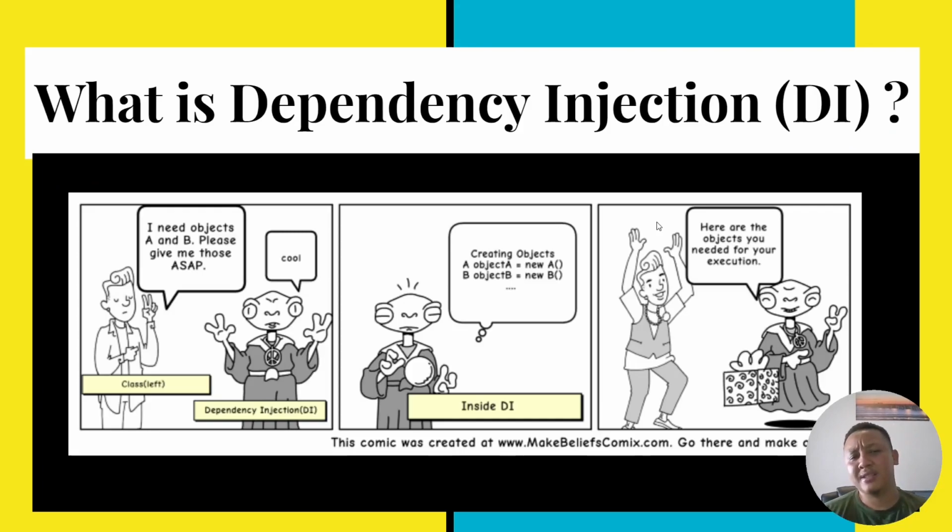So, what is dependency injection? Have a look at this here. We have a class and we have some sort of dependency injection item. The class says, hey, I need these two objects in order for me to perform my operation. Please give that to me ASAP. And then dependency injection just says, cool. In the background it goes and creates these objects for you and puts them inside of the container and simply delivers them to the class. The class then uses those specific objects as it needs to.